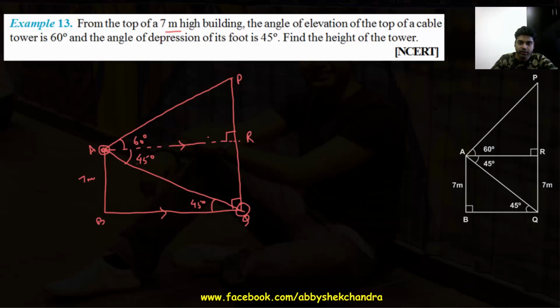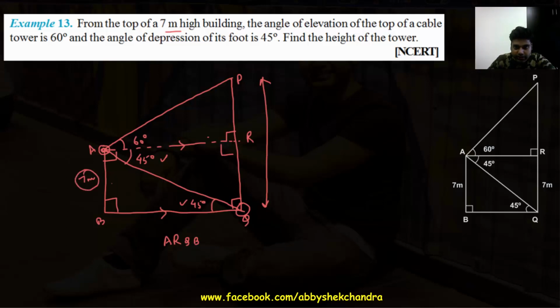So this will also be 45 degrees, because this angle and this angle will be alternate angles with AQ as the transversal. Now we need to find the height of the tower. This total height we need to find. Now you see that this is a rectangle. ARQB is a rectangle, right? Because all these angles are 90 degrees. So if AB is 7 meters, RQ would also be 7 meters, right? This is how I got to this figure. So see that this is 7 meters, this is also 7 meters, right?